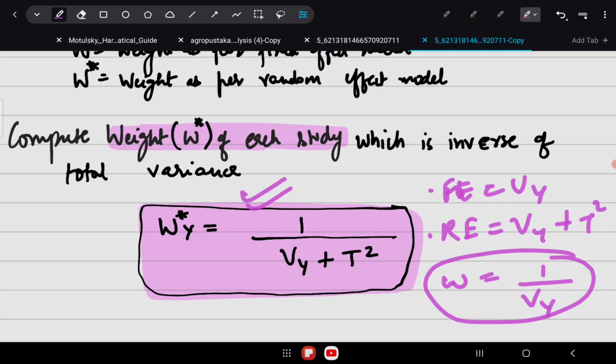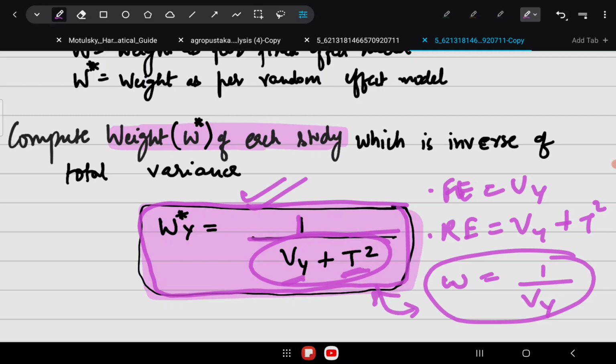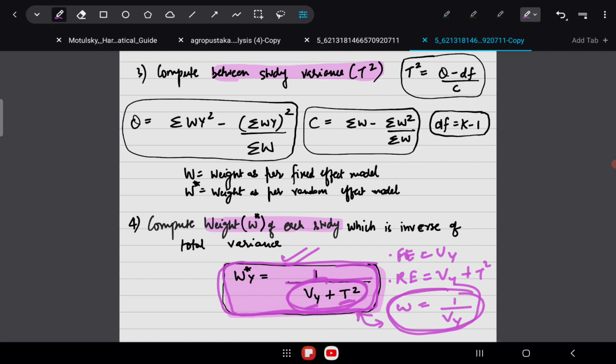But in the case of random effect modeling, you can see the formula of the weight for each individual study will be the reciprocal of the total variance, and the total variance will be the within-study variance as well as tau square, which is the between-study variance. So this is the main difference between fixed and random effect modeling. The weight for fixed effect modeling is the inverse of the within-study variance, but the weight in random effect modeling is the inverse of the summation of the within-study variance and the between-study variance.